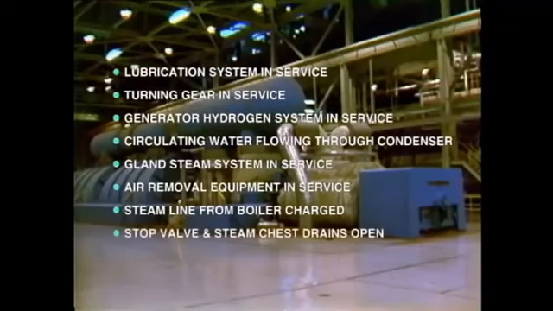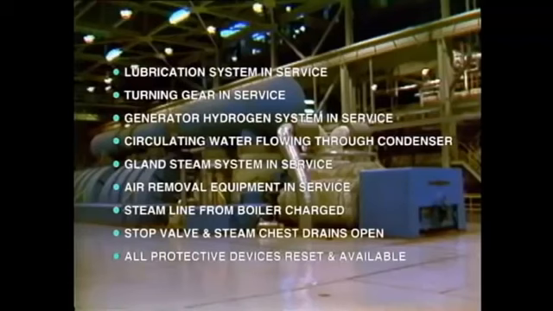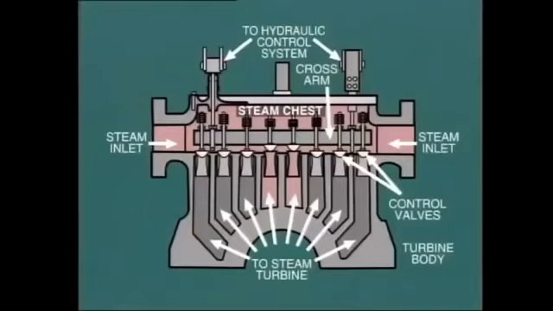Stop valve drains and steam chest drains open to ensure removal of any water, that is, condensate, and all protective devices reset and available. In this condition, one method of admitting steam to the turbine and running it up to speed is to operate the control valves by manual operation of the hydraulic control system. In bringing the turbine up to speed, relatively little steam is required, and it is probable that only one or at the most 2 of the control valves will be open or partially open to control the rate of speed increase. This feature has a particular negative impact.